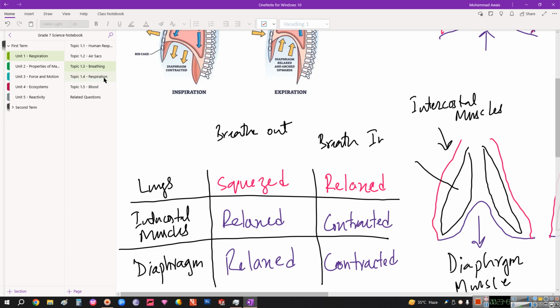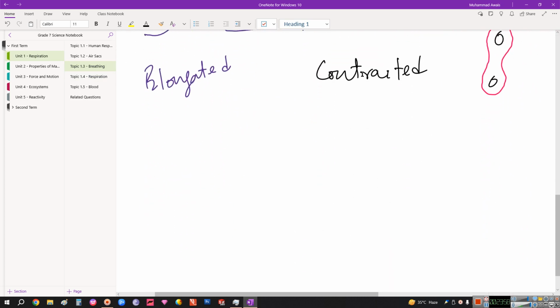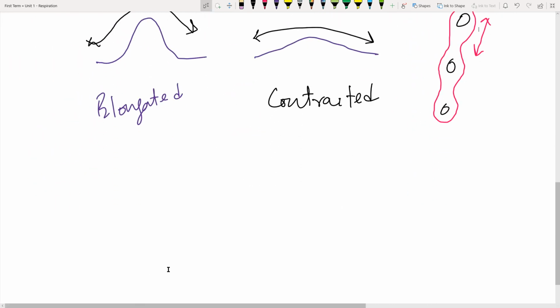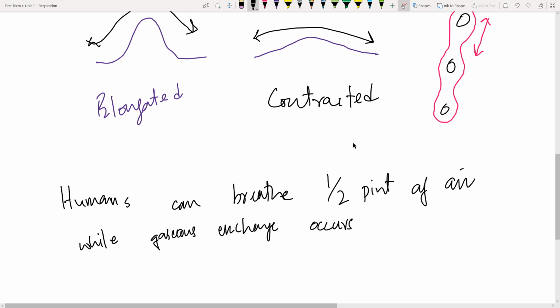Now moving into our fourth topic, which is respiration. Before I move into respiration, you need to understand the total volume. An additional piece of information I'd like to share is that when a person breathes, we inhale or exhale. Humans can breathe half a pint of air while gaseous exchange occurs. So by volume, we're able to take half a pint of air in and out of our lungs in one complete breathing cycle.